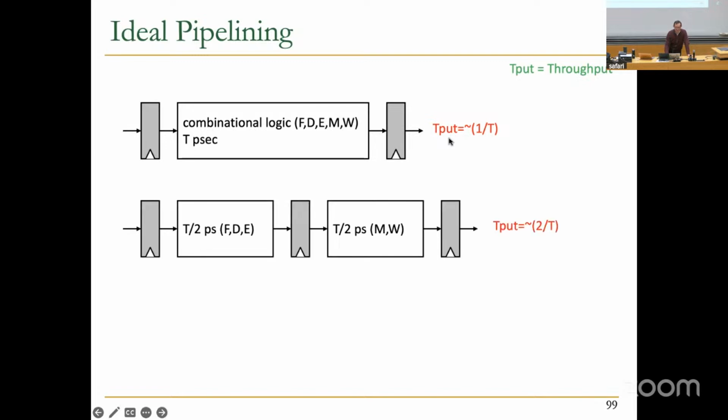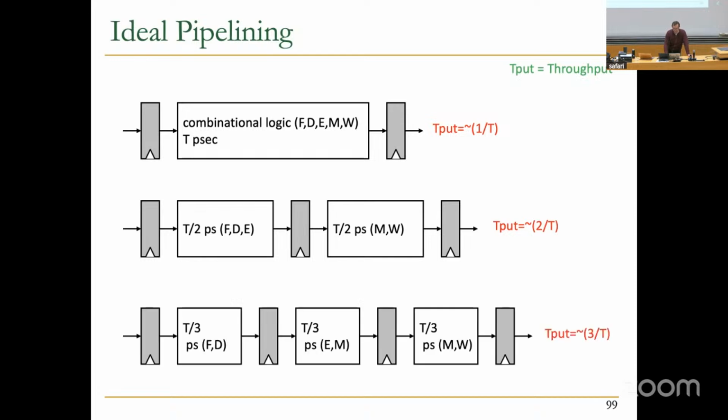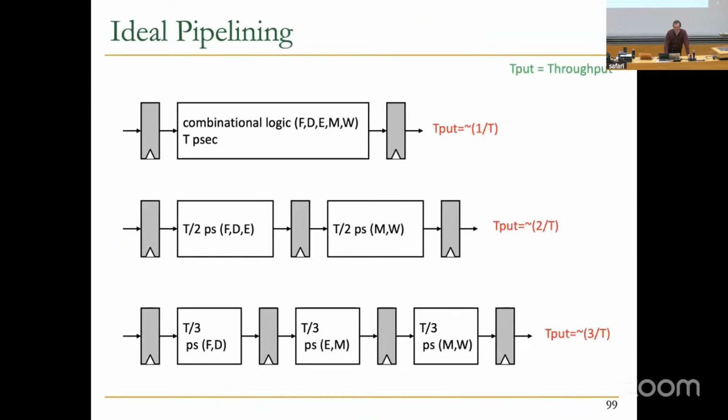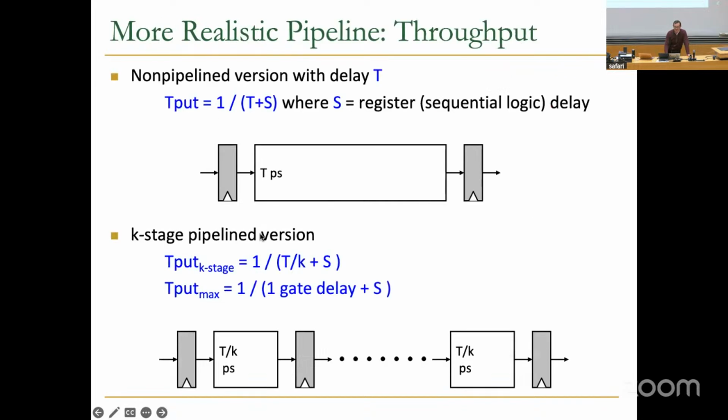We divide it into 2. Ideally, we would like throughput to be 2 over t, multiplied by 2. And we divide into 3, we would like 3 over t. Now, this is not that realistic because we cannot divide work nicely this way. What happens is when we actually look over here, there's some amount of useful work over here in the t picoseconds, and there's also a register, sequential logic delay.